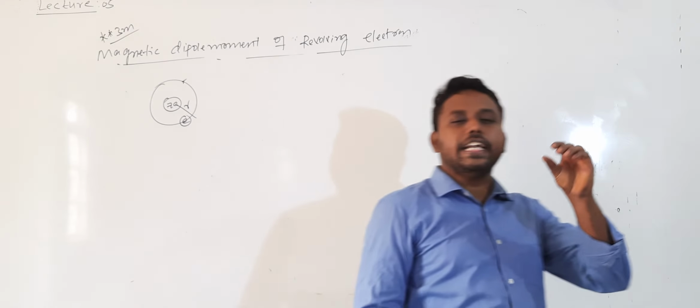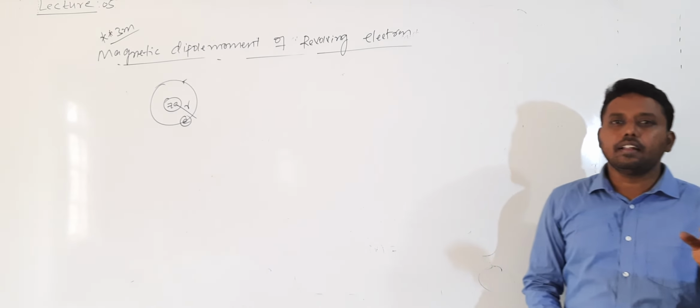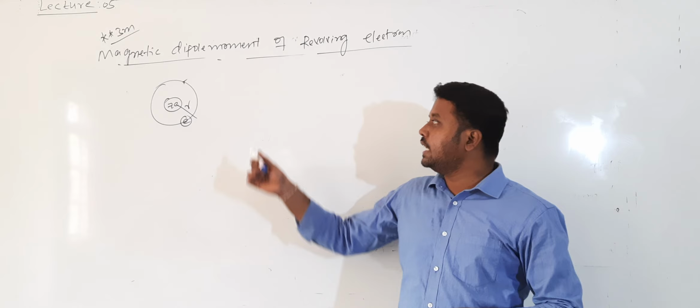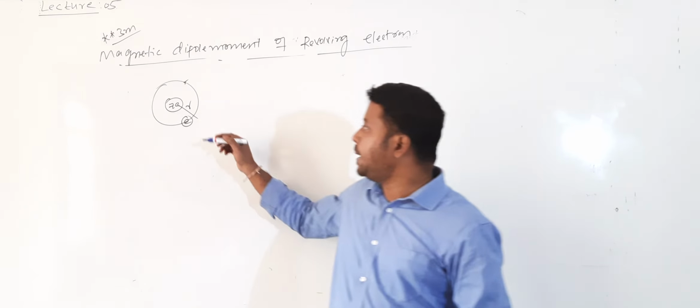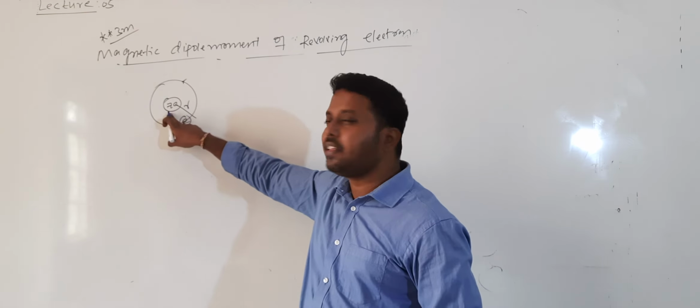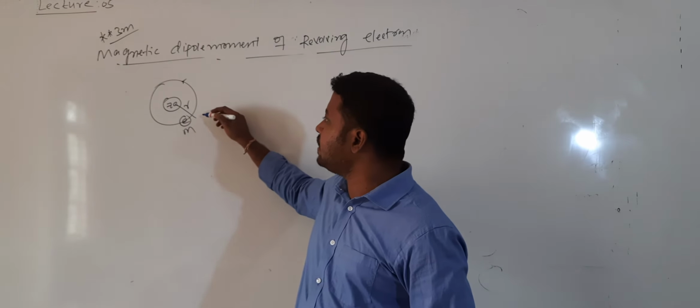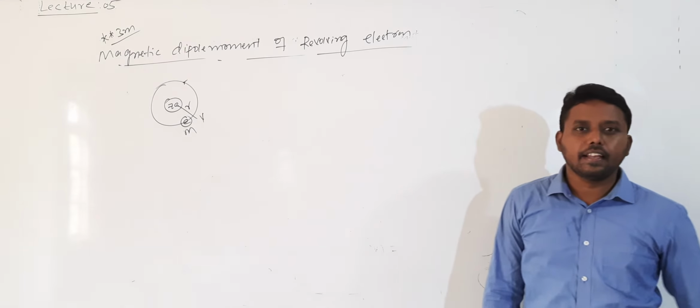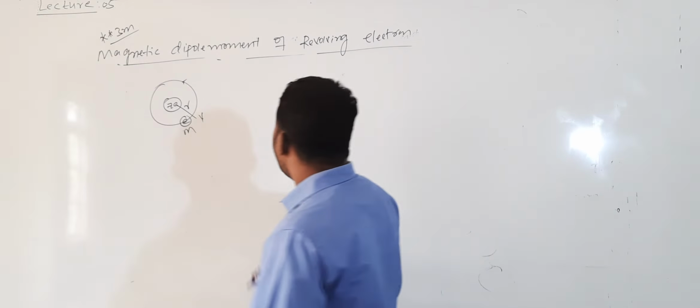When you are writing any derivation in the subjective part, you must write the theory points also. So consider an electron of charge e and mass m revolving around the nucleus of charge Ze in a circular orbit of radius r with a velocity v. Clear?